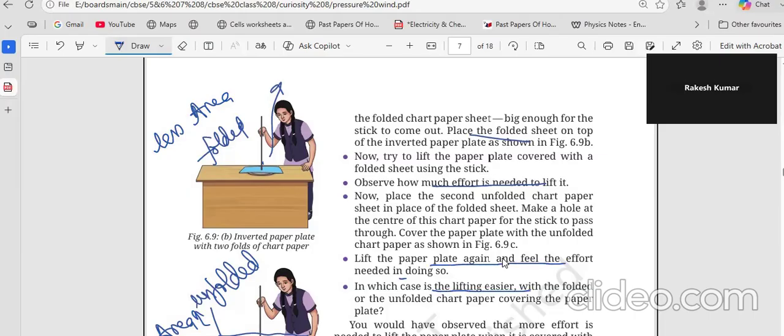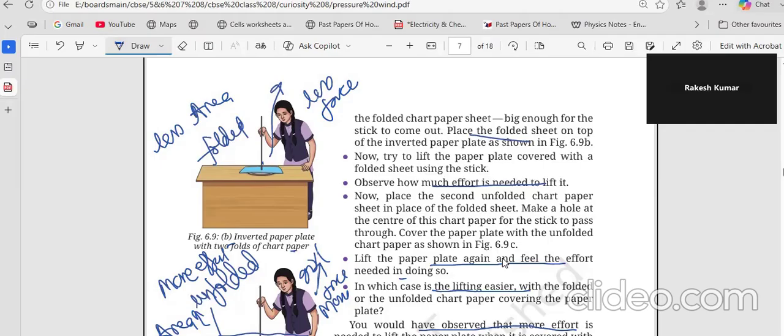In which case is more effort needed? You would observe that more effort is needed to lift the plate which is covered with the unfolded sheet. More effort here. More force she has to apply. Here less force.